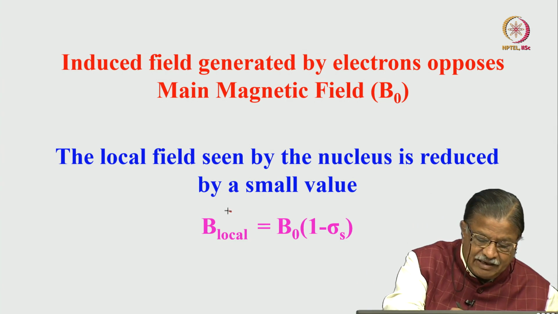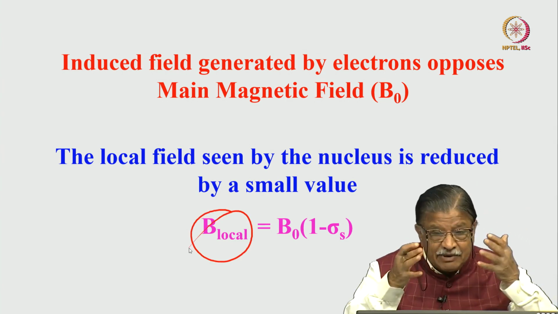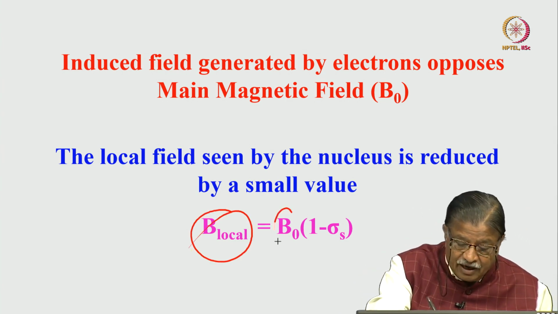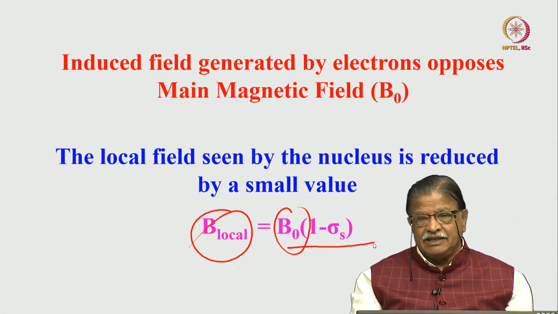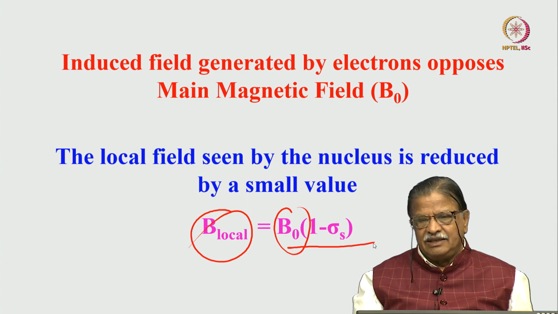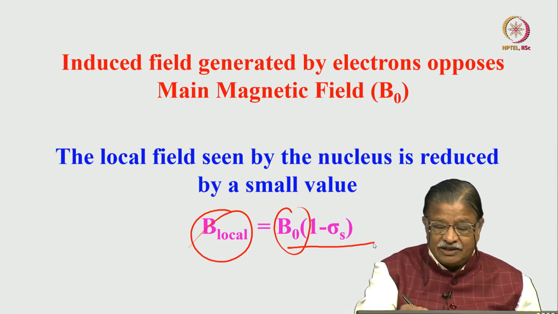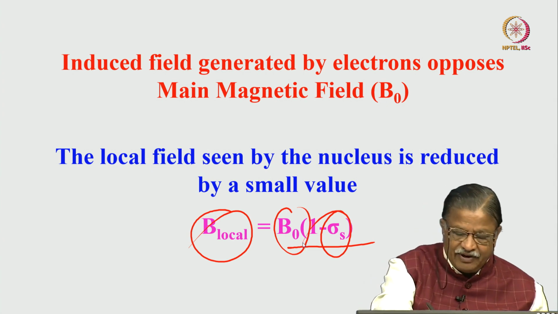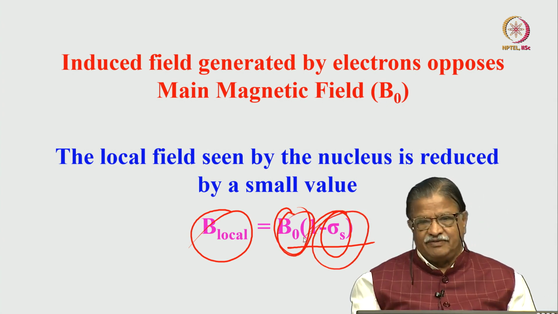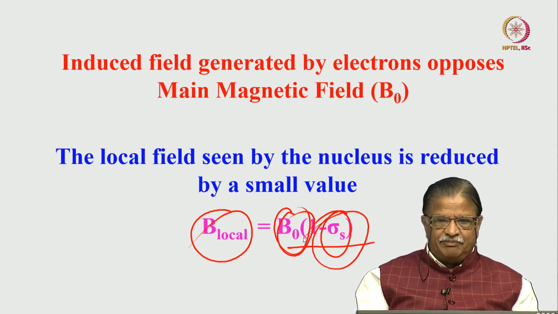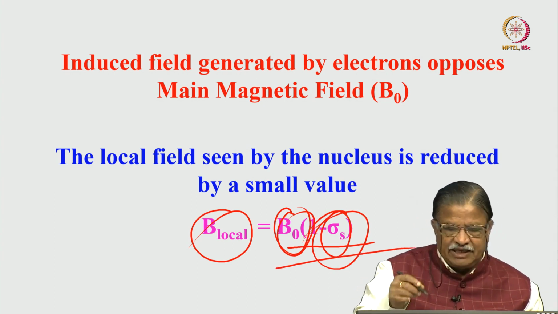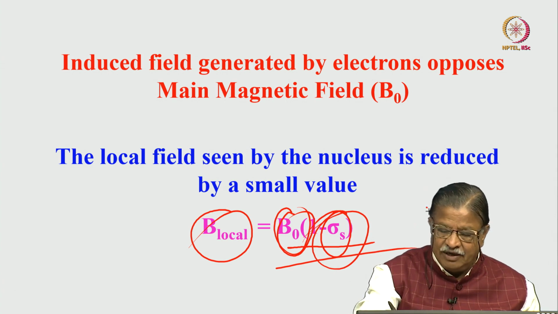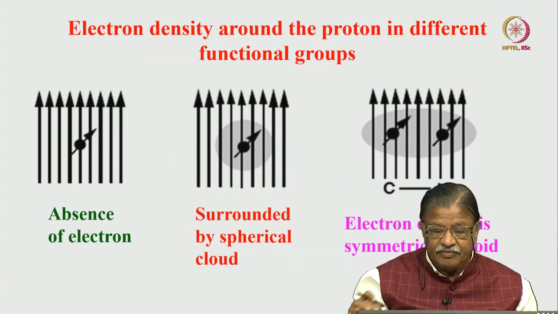Thus, the local field seen by the nucleus is not B naught, but B naught modified by an additional factor coming from the shielding electrons. This is called the shielding constant sigma. So, the B naught field gets reduced because of this. This is the local field. The local field seen by the nucleus is given by this condition, and sigma is called the shielding constant.